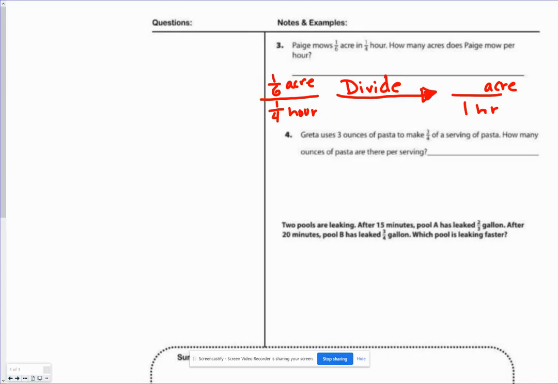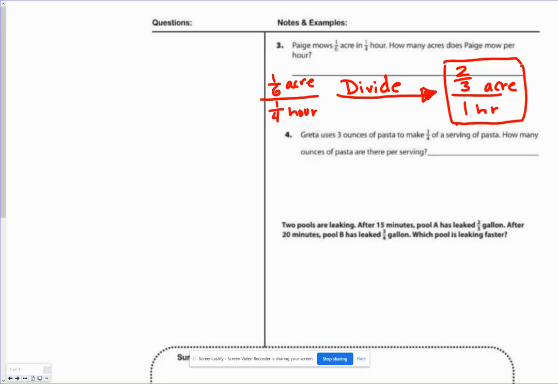All right. How do we get that? Well, we divide 1/6 divided by 1/4, and you should get 2/3 acres per hour. And that's your answer. They would mow 2/3 acres per hour. Paige would. All right. Try this next one on your own if you can. Hopefully you pause the video.